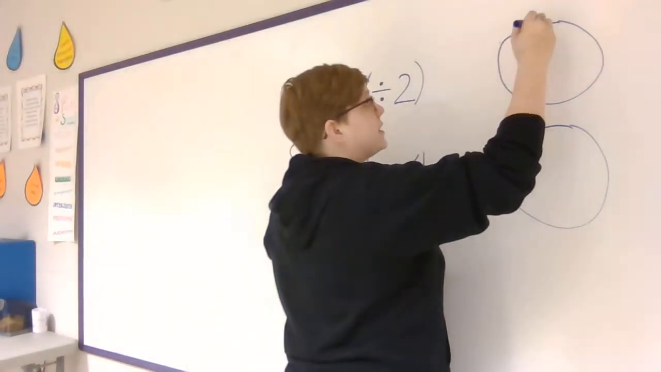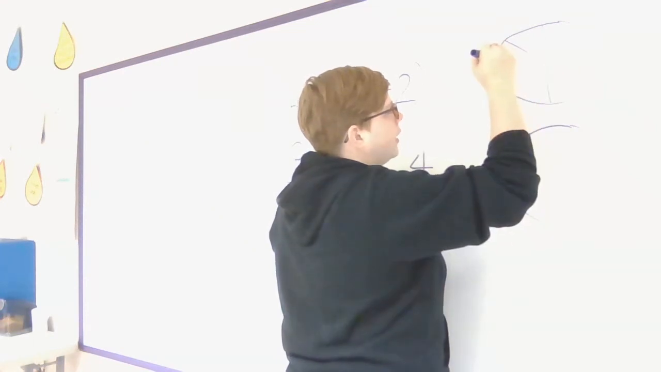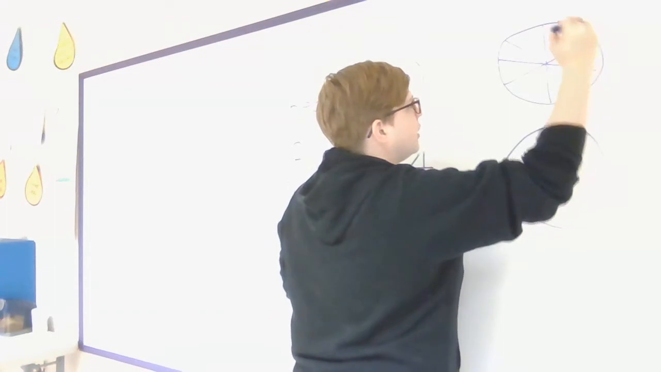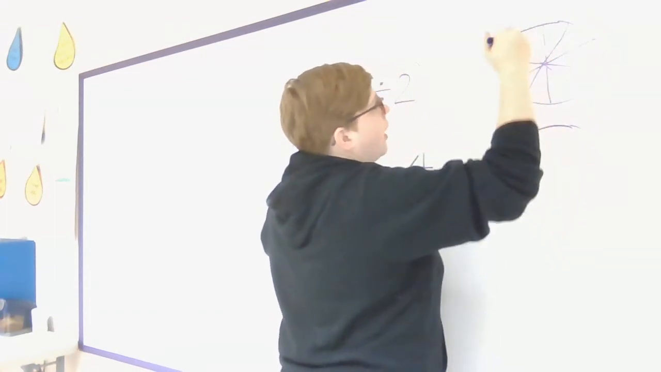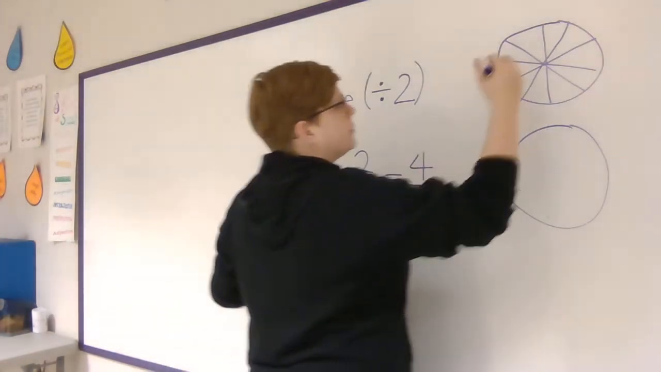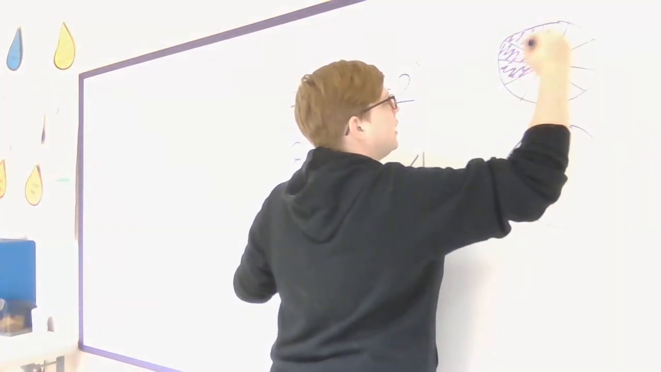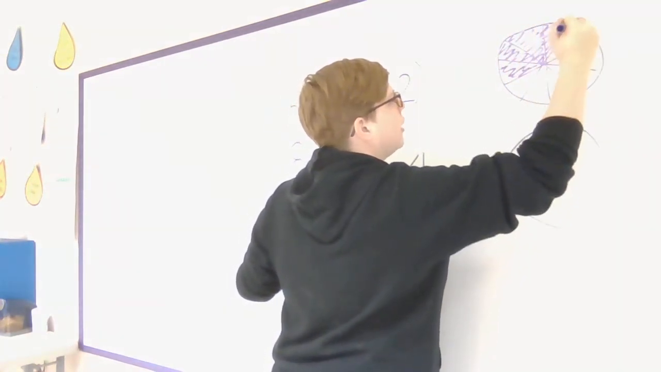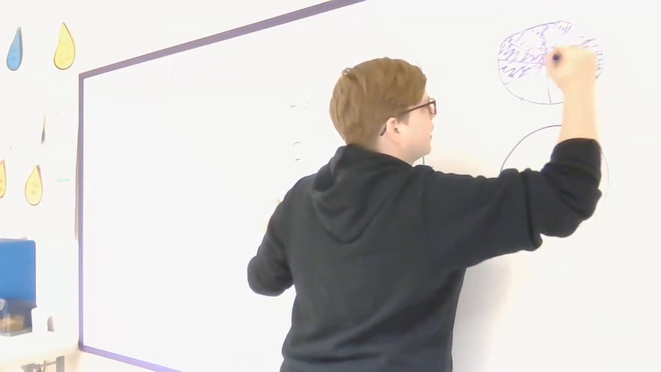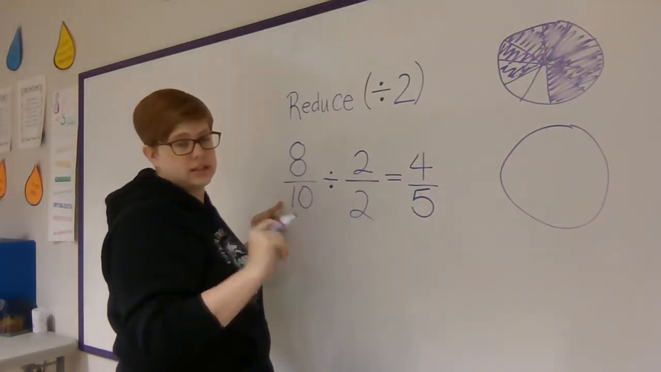But if I take a piece of pie and I cut it into 1, 2, 3, 10 pieces. And I eat 8 of them. So I'm going to color in 1, 2, 3, 4, 5, 6, 7, 8 pieces of the pie. I have eaten 8 pieces of the pie.